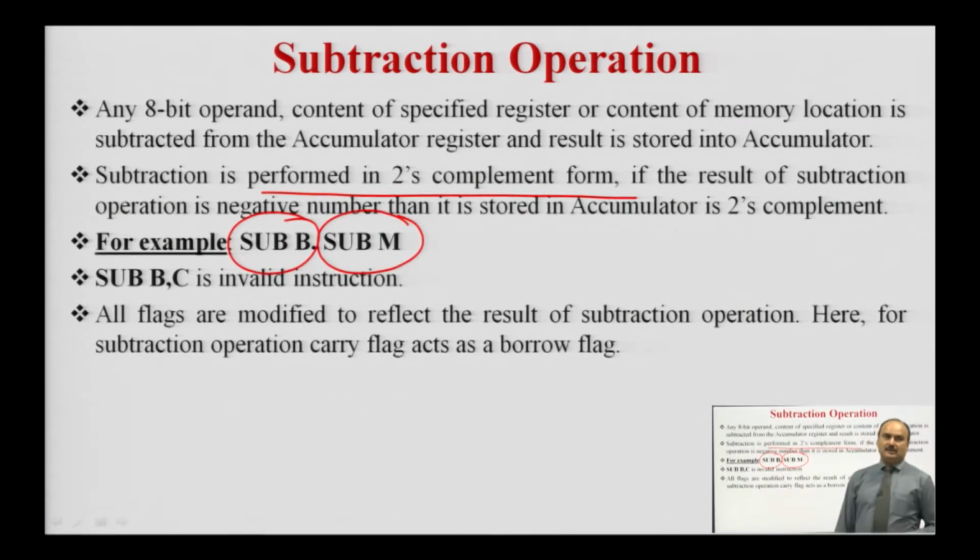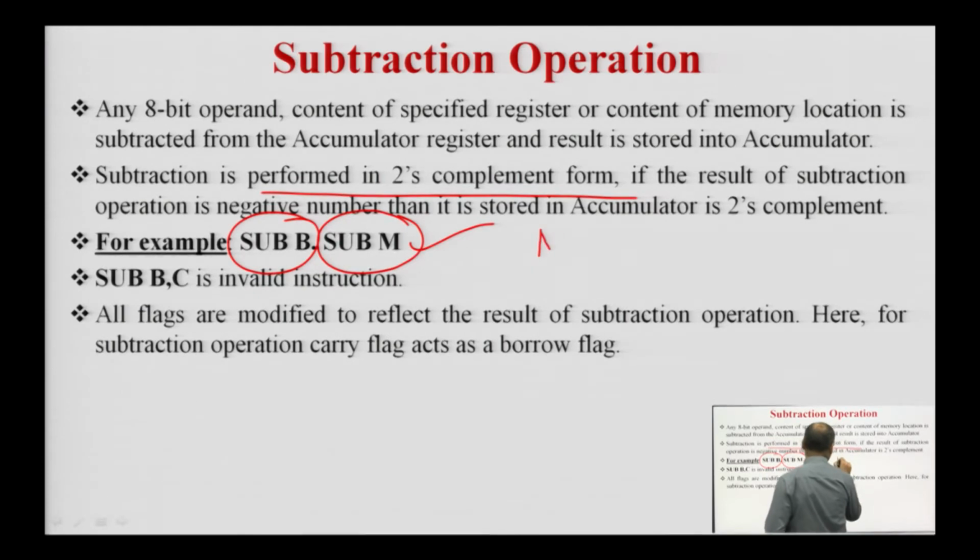Whenever the microprocessor executes this instruction, it will subtract the content of the specified register from the content of the accumulator and store the result into the accumulator. The specified registers are nothing but the general purpose registers: B, C, D, E, H or L register. Depending on the result, all the flags are modified to reflect the result of the operation. Now the second instruction, that is SUB M.